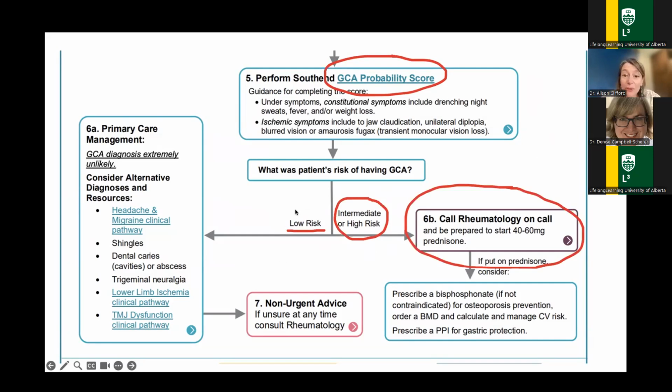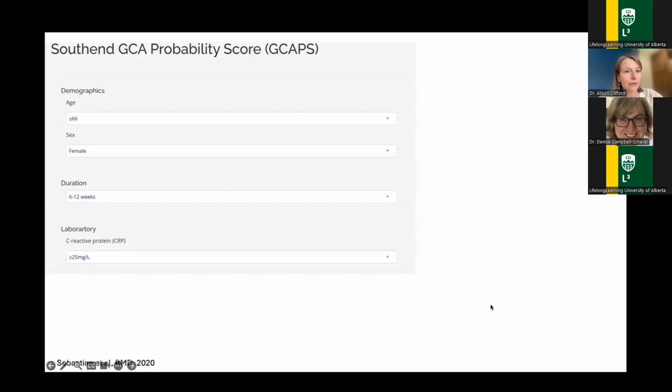If the patient is low risk, actually it's most likely that something else is going on. And same thing on this pathway, they give a list of the most common alternative diagnoses, so other things to consider. And then same thing, if you still feel at the end of the day like this is probably GCA, of course you call us anytime. We're always happy to talk about these patients on the phone for sure.